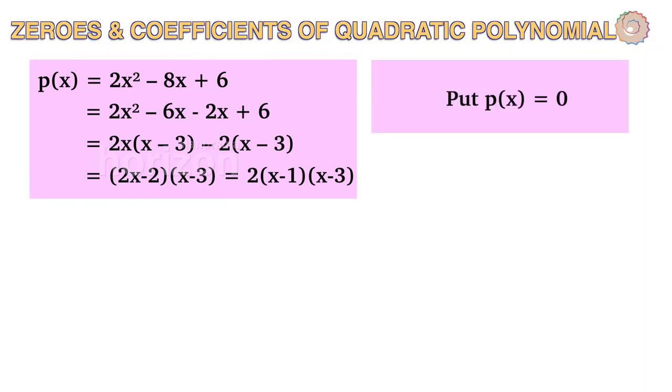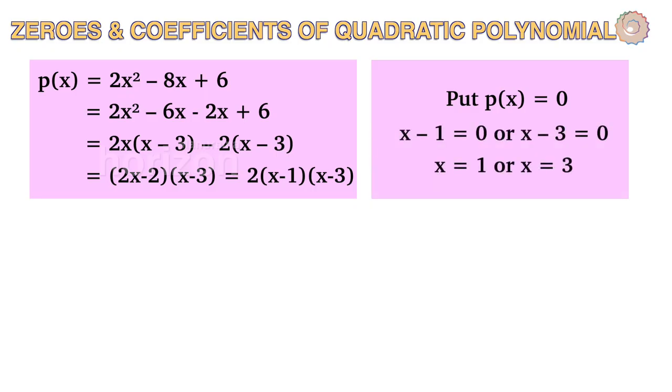To get the zeros, put p of x equal to 0, then we get x equals 1 or x equals 3. Therefore, the zeros of the polynomial 2x square minus 8x plus 6 are 1 and 3.